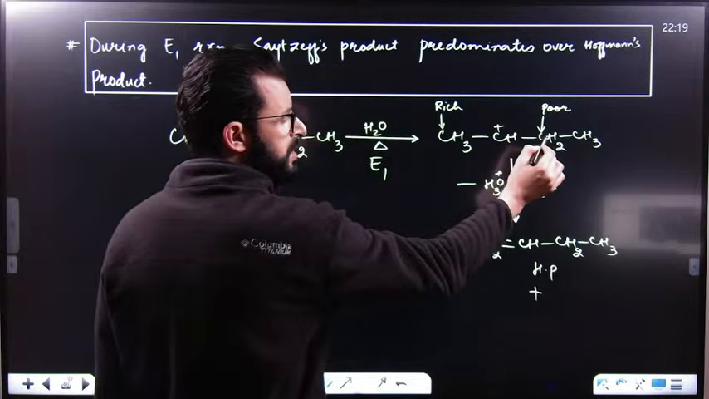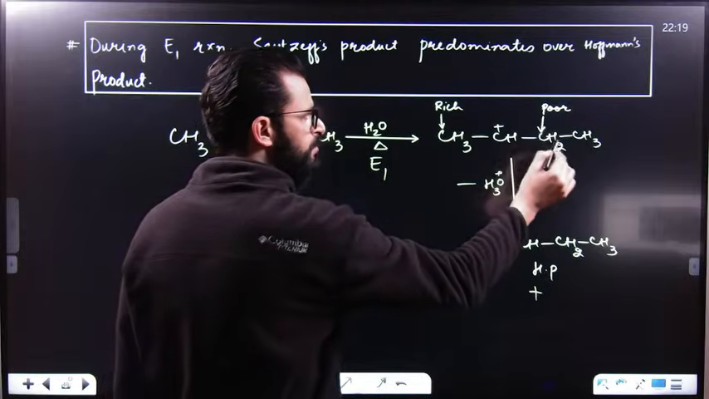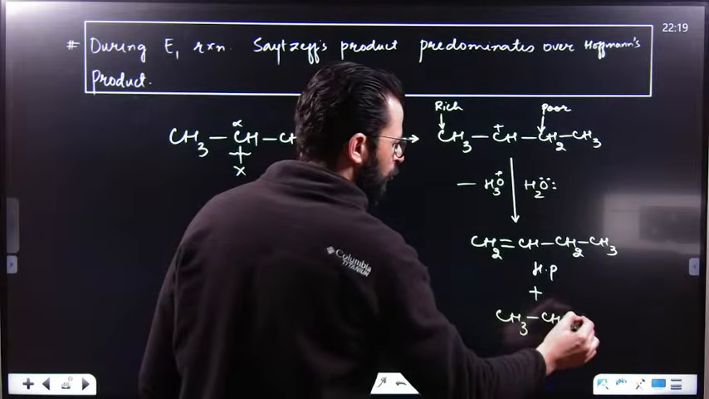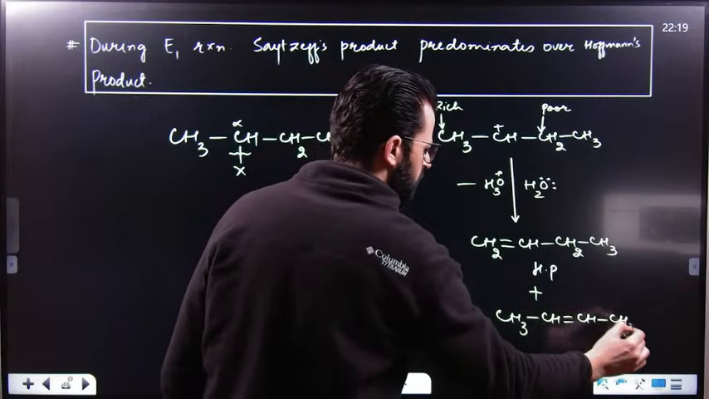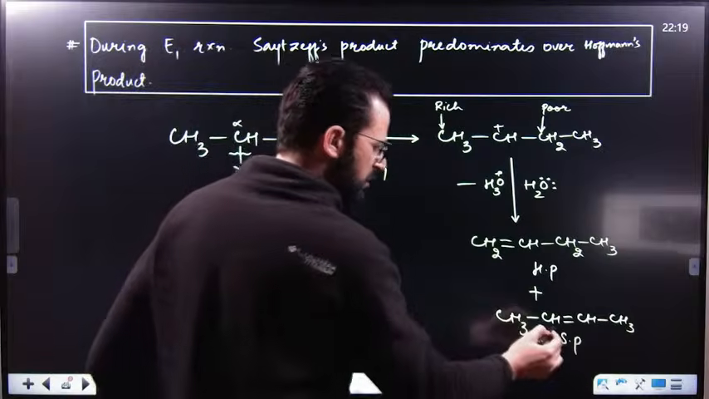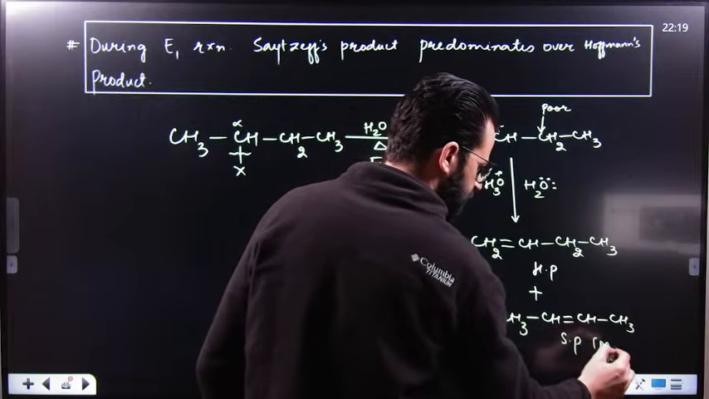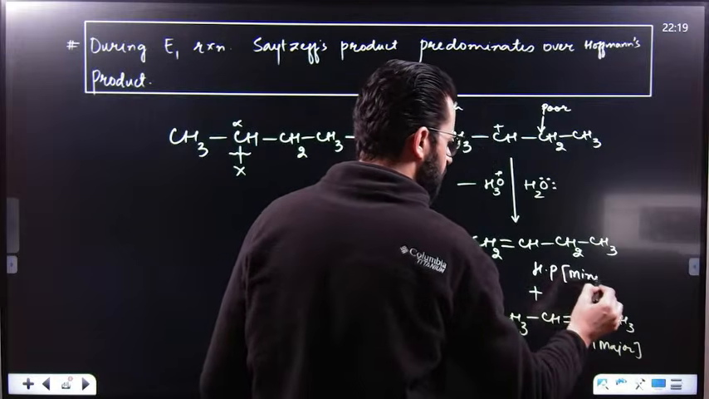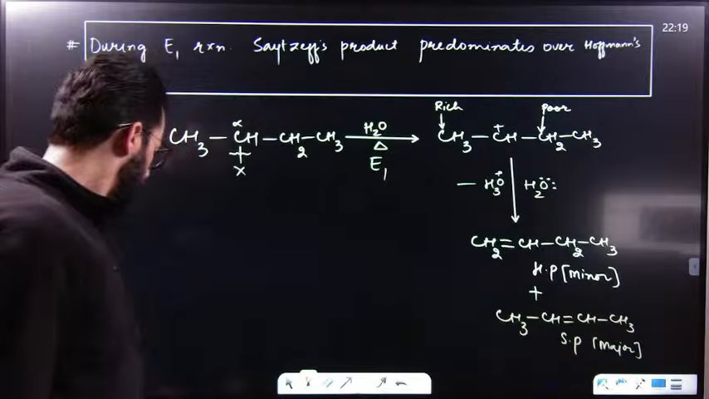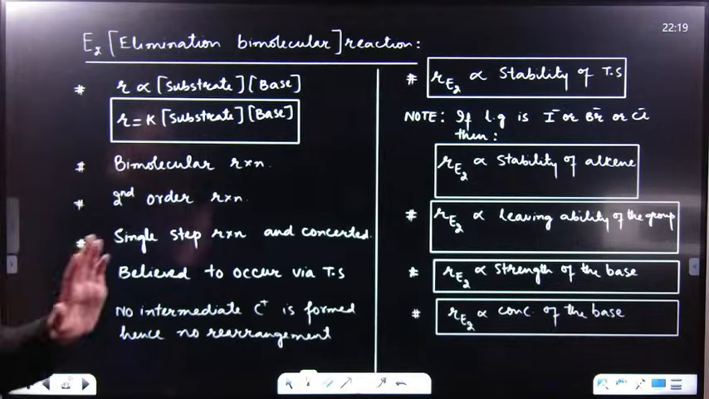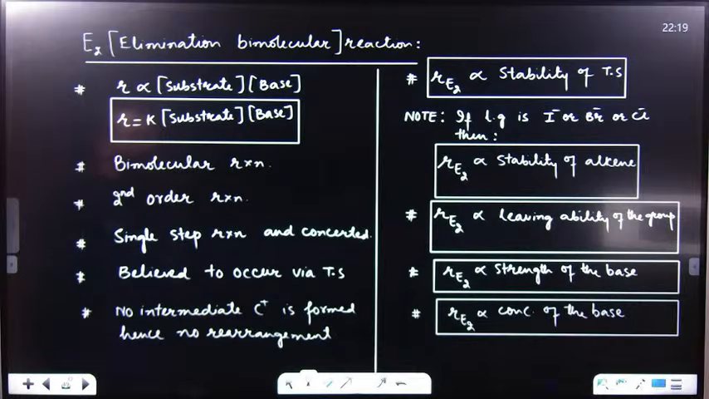When a hydrogen from the poor position is abstracted by means of a base, it will result in a more alkylated alkene, that means the Saytzeff product. And during this E1 reaction, Saytzeff is always the major product. So this is the major product and this is the minor product. Now, after that E2, we have already discussed E2 in detail. These are a few points which are written over here.